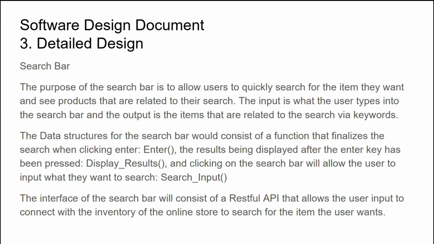The search bar. The search bar component allows users to quickly search for the item they want and see products that are related to their search. The input is what the user types into the search bar, and the output is the items that are related to the search via keywords. The data structures required for the search bar consist of a function that finalizes the search when clicking enter, the results being displayed after the enter key has been pressed, and clicking on the search bar will allow the user to input what they want to search.